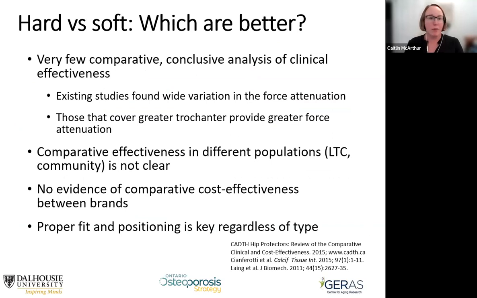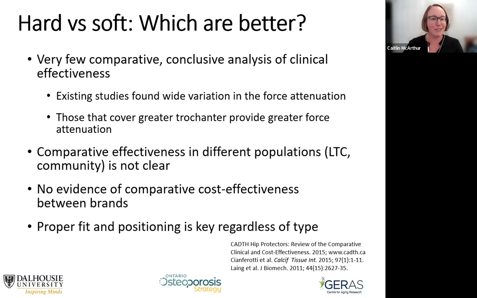In terms of which one's better, hard versus soft, energy absorbing versus energy shunting, there's very few comparative studies, and any sort of conclusive analysis of clinical effectiveness doesn't really exist yet. So there's really a wide variation in force attenuation depending on the brand of hard versus soft, where it's positioned, all those types of things. But what they did find is that those that cover the greater trochanter provide the greatest force attenuation.